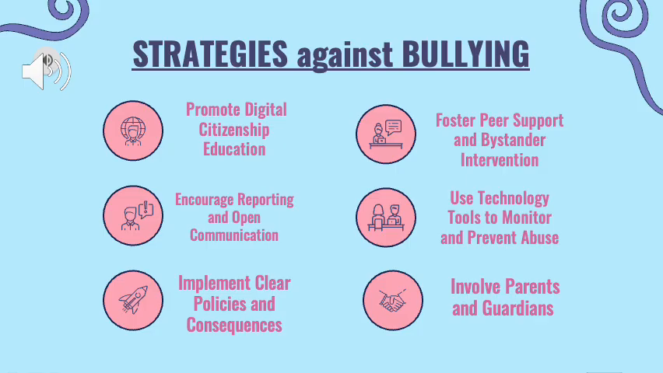Strategies against bullying. Strategies against bullying are to promote digital citizenship education, to encourage reporting and open communication, implement clear policies and consequences, foster peer support and bystander intervention, to use technology tools to monitor and prevent abuse, and to involve parents and guardians. So let's start with digital citizenship.